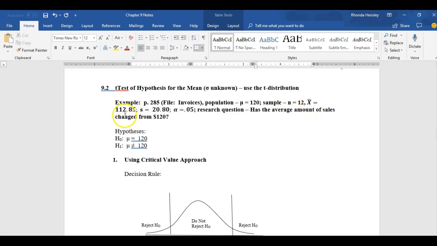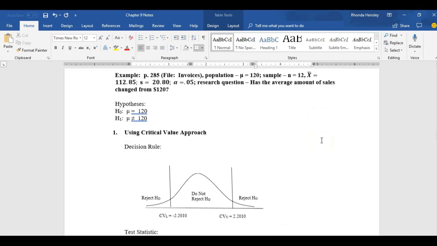They find that the actual average is $112.85 with a standard deviation, which they calculated, of $20.80, and they choose an alpha level of 0.05. The research question then would be, has the average amount of sales changed from $120? So my null hypothesis says no, it hasn't changed, it's equal to 120, and the alternative says yes, it's different from 120. So it's a two-tailed test.